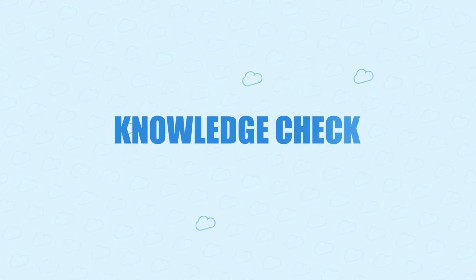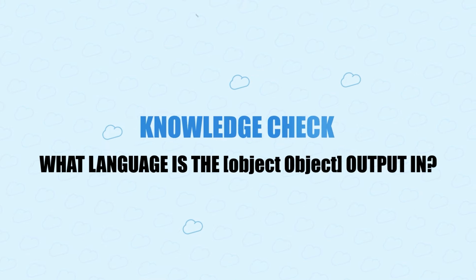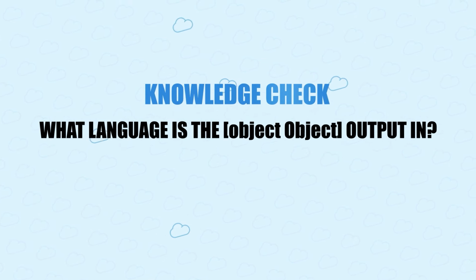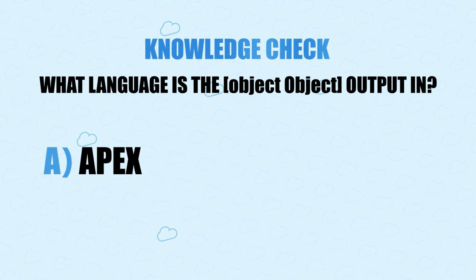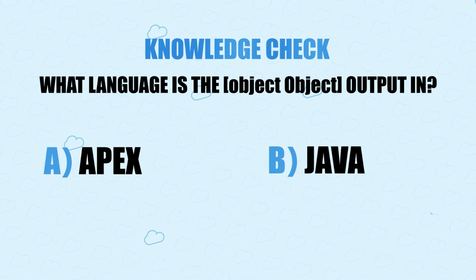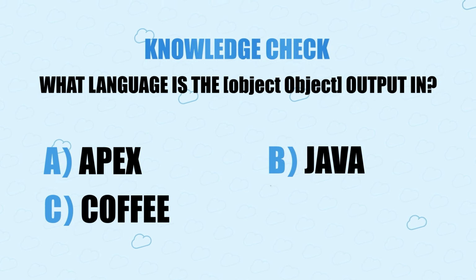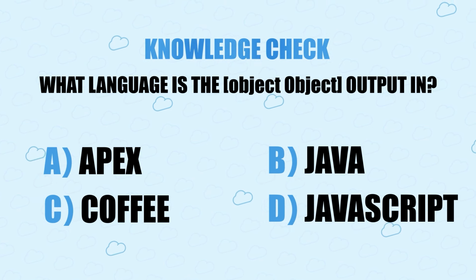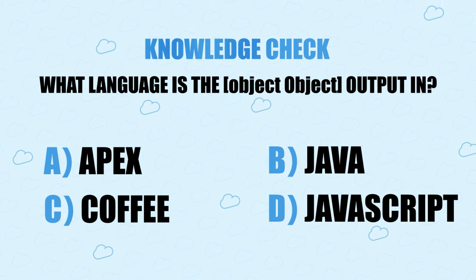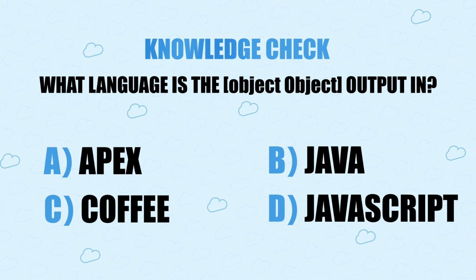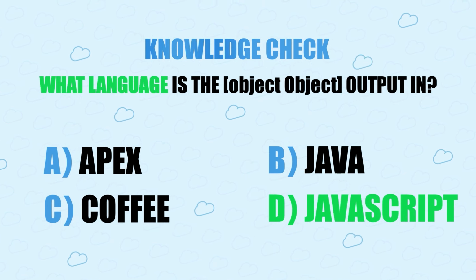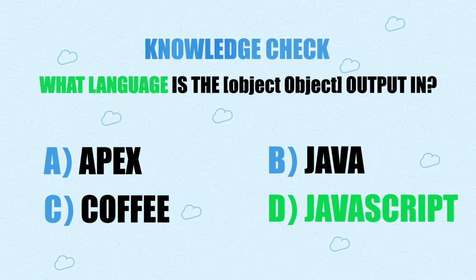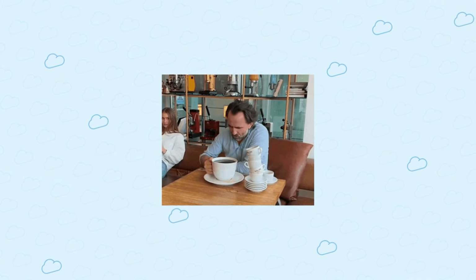All right, let's have a quick knowledge check. What language is the object-object output in? A. Apex. B. Java. C. Coffee. D. JavaScript. Pause the video for a second while you come up with your answer. All right, if you answered D, JavaScript, you're correct. If you answered C for coffee, then you might need to take a break and go get some.